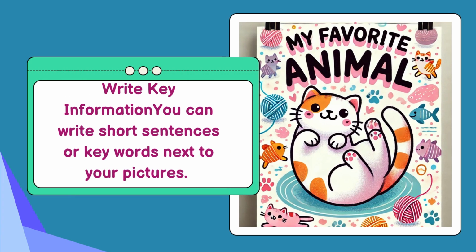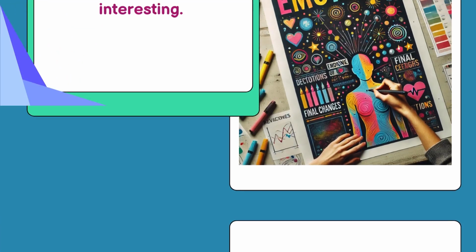Now add some important information about your topic. Keep it simple. You can write short sentences or keywords next to your pictures. For example, if you're talking about your favorite animal, write why you like it or some interesting facts. Don't write too much, just the main points so people can understand your poster easily.